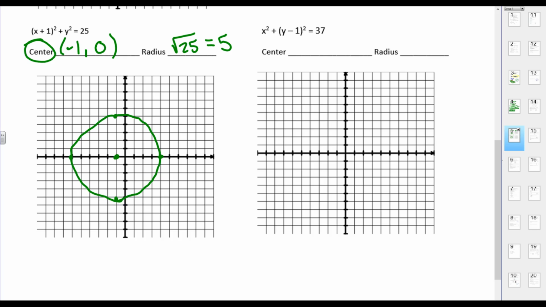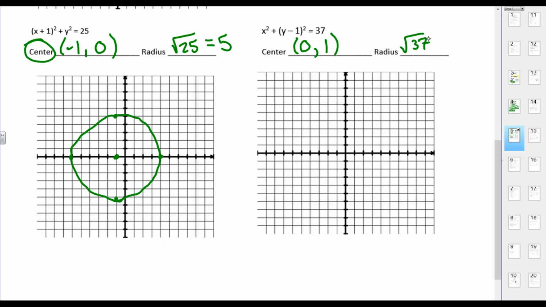All right, let's look at this last one. My center, notice there's no value attached to the x, so it's just at 0, whereas we do the opposite of that 1 there, which is +1 for y. And my radius is the square root of 37. Now, that's not a perfect square.